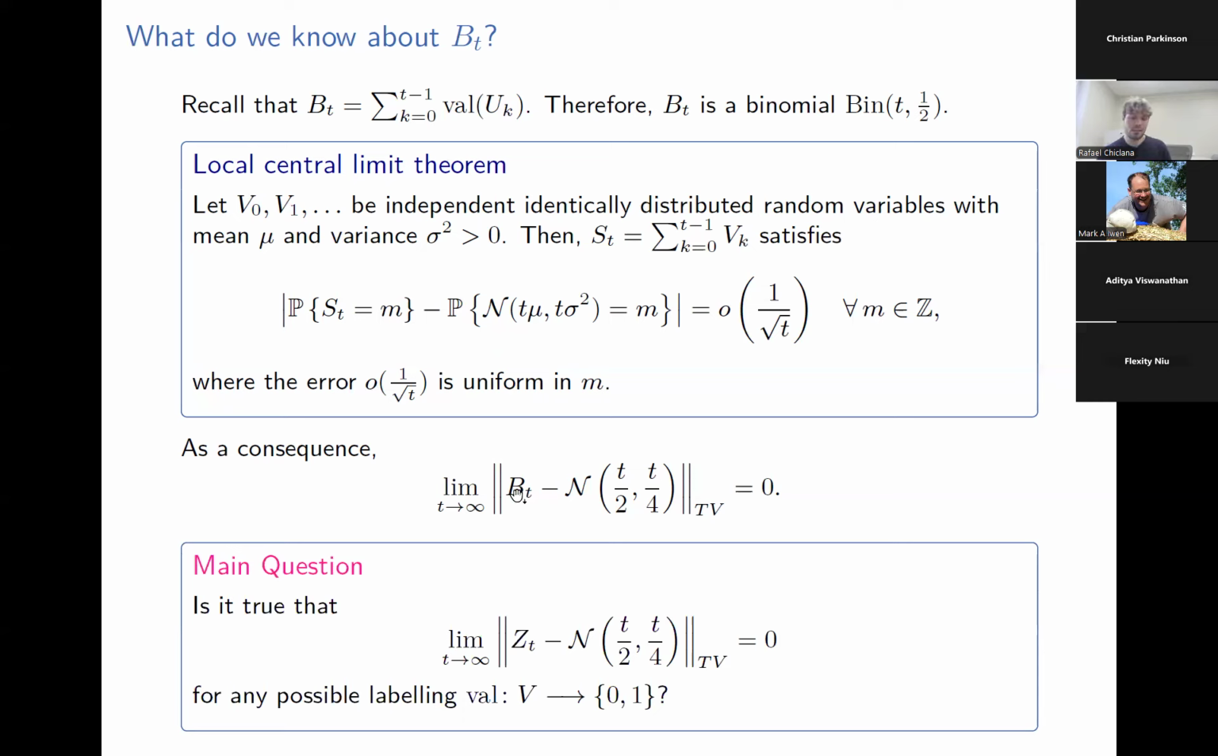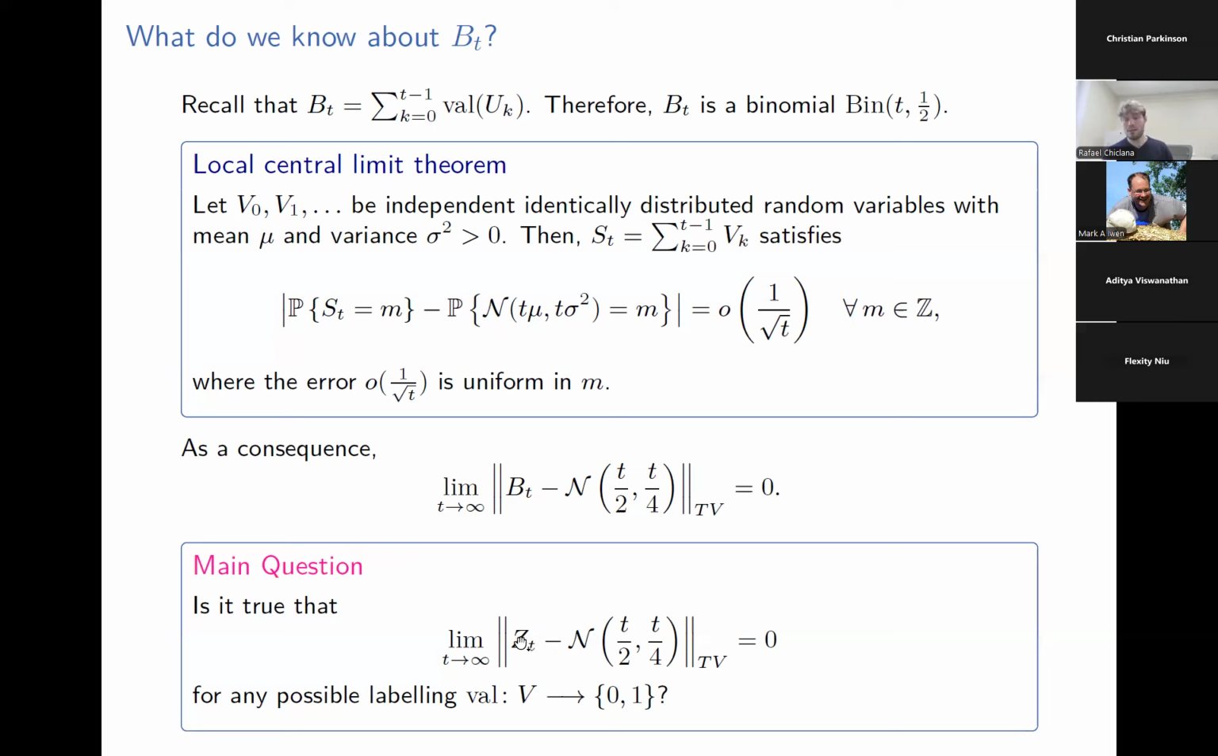BT and CT, the uniform sample and the sample generated using a simple random walk, to be very close in total variation distance, then since one converges to the normal distribution, the other one must converge to the normal distribution. So this is telling me if I want this method to work, what I need to show is that the limiting behavior of CT, of this random variable, is the normal distribution. So that's our goal.